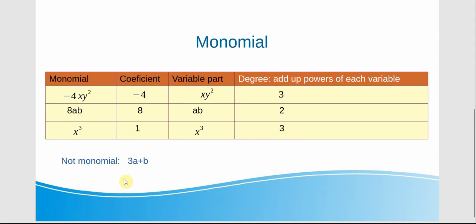I just wanted to say something, that if we look at this expression here, 3a plus b is not a monomial, because we are adding 3a to b. We have 3a plus b. Thus, this expression here is not a monomial.